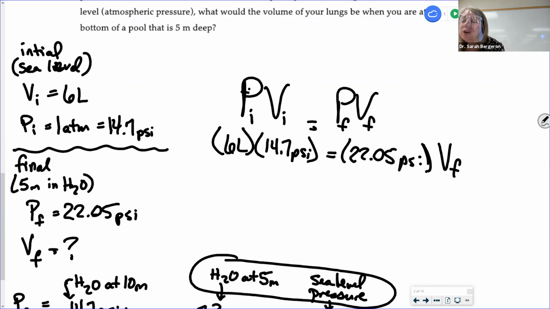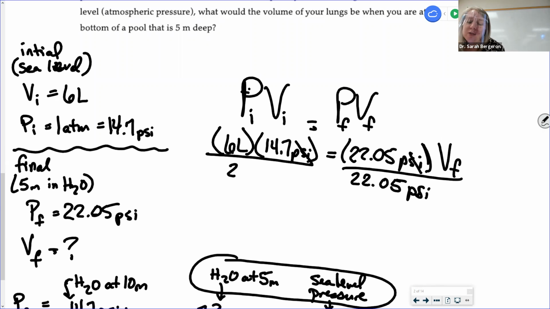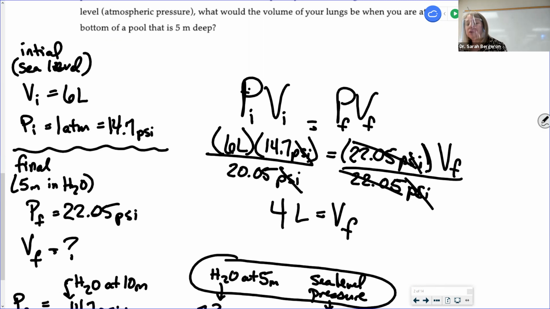So this is really important. You need to make sure that your units are the same. So PSI will cancel, right? Because all you're going to do is divide both sides by 22.05 PSI. So your PSIs cancel. What unit are you left with? Liters. So what do we get for volume final? 4. So we went from 6 liters to 4 liters, just going 5 meters into the water. It's kind of crazy, right?